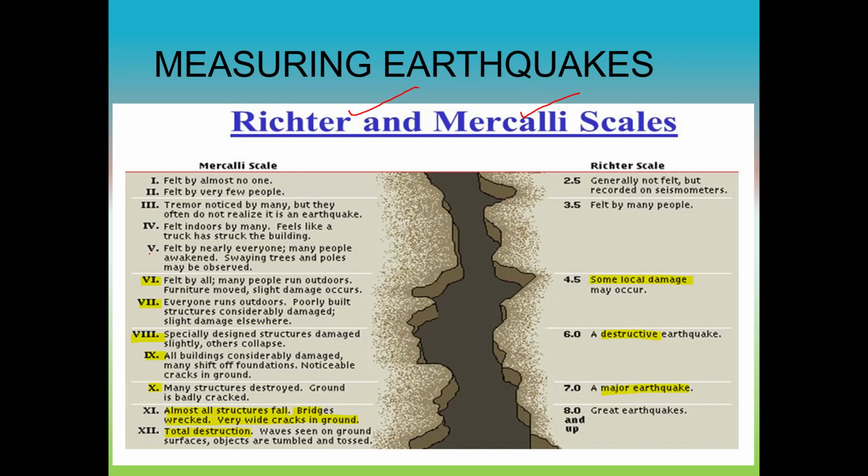3, 4, 5 in the Mercalli scale: tremor noticed by many, but they often do not realize. Now, felt indoors by many, feels like a truck has struck the building, or felt by nearly everyone. Many people awaken, swaying trees or poles may be observed. Whereas 3.5 over here is felt by many people. So you can say 3 to 5 in the Mercalli scale, or 3.5 in the Richter scale, is felt by many people. Next one, 4.5 in the Richter scale, some local damage will be there.